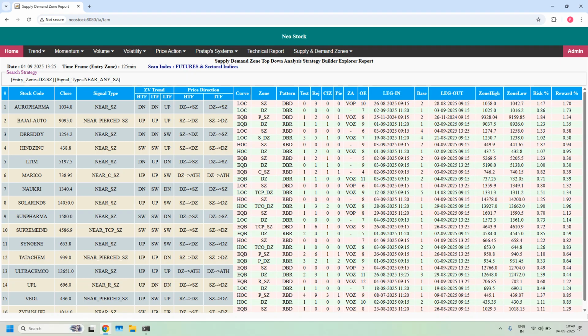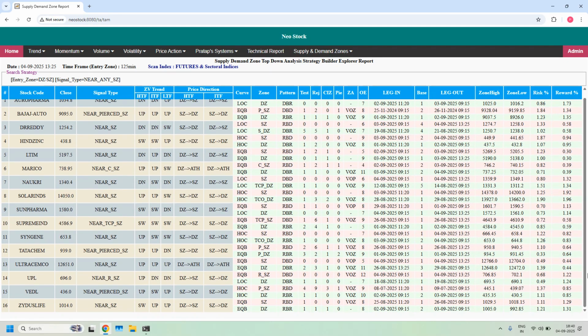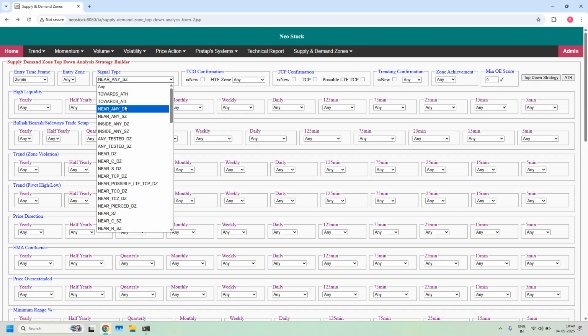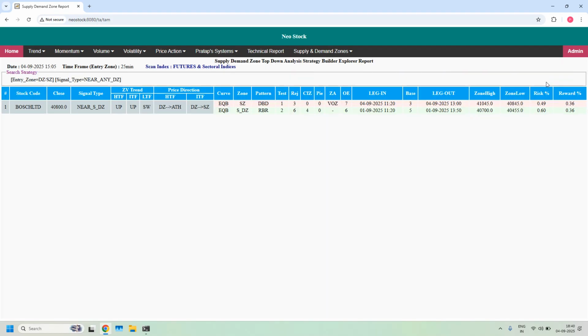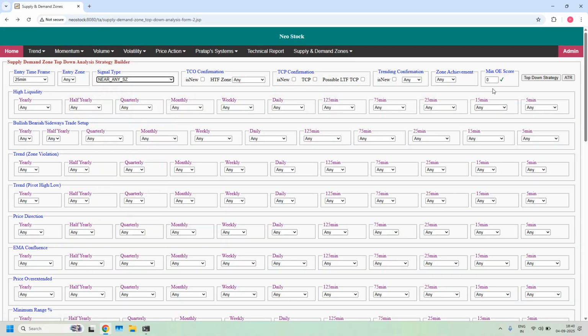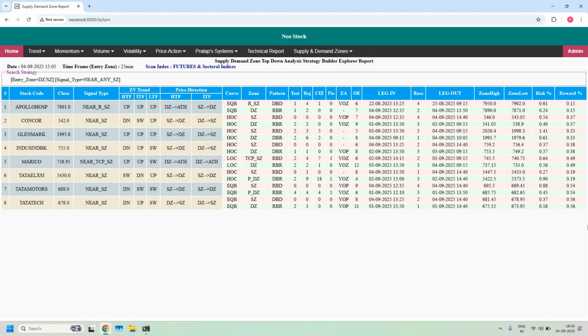Okay, so first 15 stocks in the list. Scrolling the list down, total 16 stocks. Next time frame 75 minutes was already generated in the beginning of the report. So the next time frame is 25 minutes. Stocks near the 25 minutes demand zone, we got 1 stock. Next, stocks near the 25 minute supply zone, we got 8 stocks.